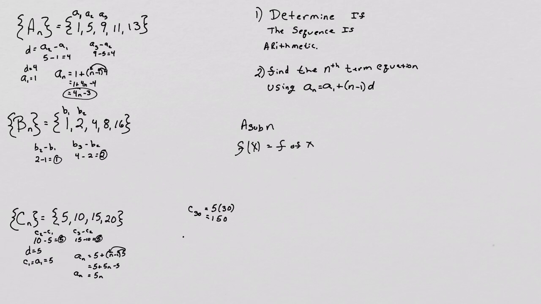I could also ask you, hey, if you have C sub n, what is n when I have 300? Well, from there, we can still use this formula over here. In this case, we're going to basically just do 300 equals 5n, divide both sides by 5, and that's going to give me n is 60. So that means C sub 60 is 300.